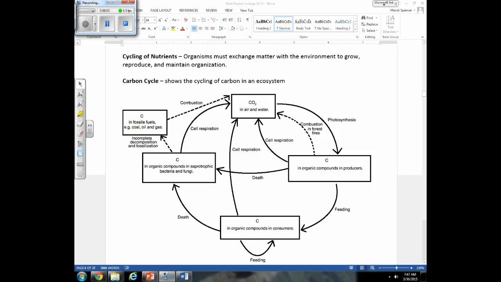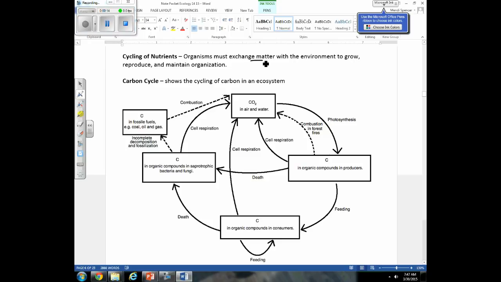In the last part of our notes, we talked about how organisms need free energy to build molecules and maintain homeostasis. And so we're going to look at how they're able to get matter so that they can build these organic molecules. So we're going to go through the different cycles: carbon cycle, nitrogen cycle, and phosphorus cycle.